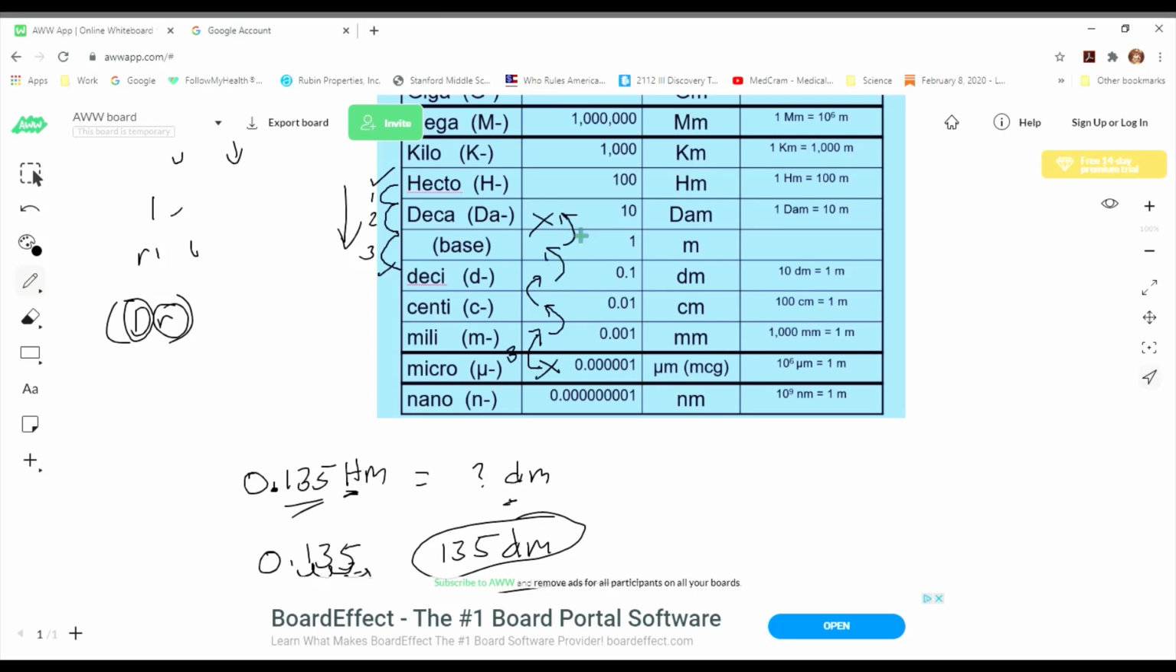So every time we move up the chart 1, between the black lines, we move it 1 time. But when you go beyond these dark lines, you have to move 3 times. So we're really going to move 3, 4, 5, 6, 7 times. We're going to move the decimal 7 times. And since we're going up, it means that it's going to go to the left. So let's go ahead and do that.